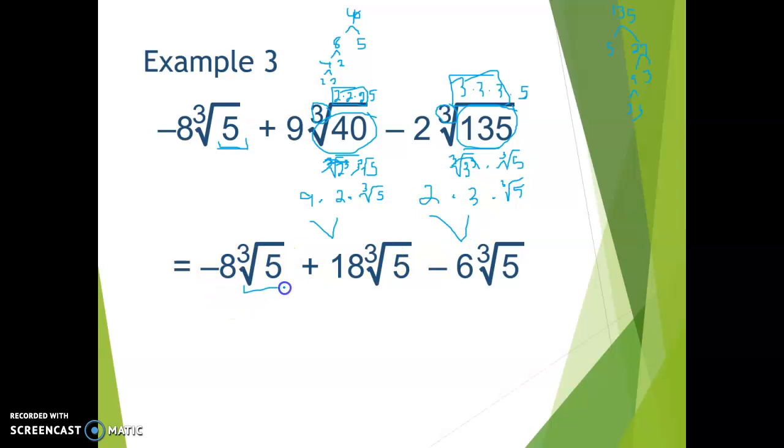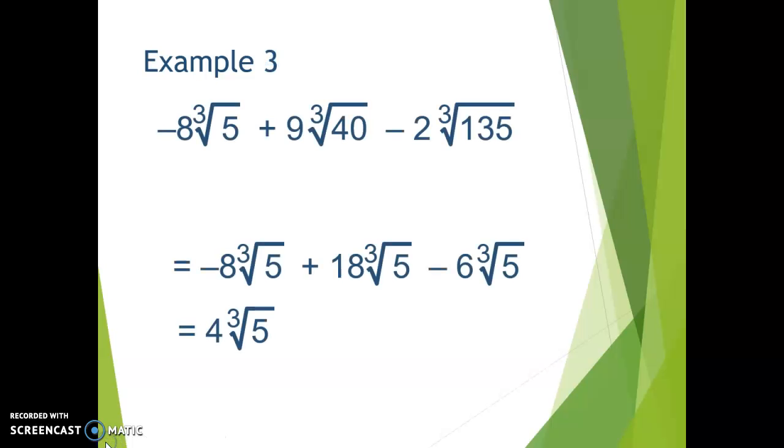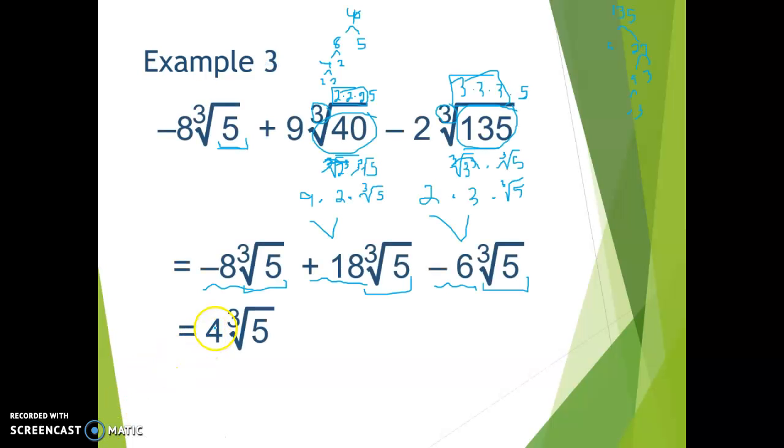All right, we now have cubed root of 5, cubed root of 5, cubed root of 5, all identical radicands. So now we can combine the rational numbers that are outside the radicals. And when we do so, we get 4 times the cubed root of 5, negative 8 plus 18 minus 6.